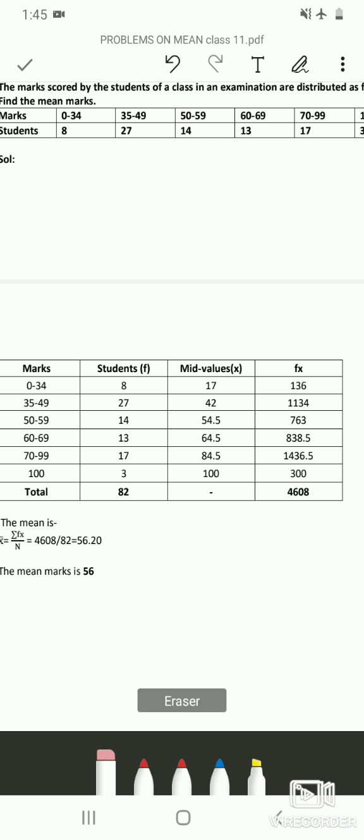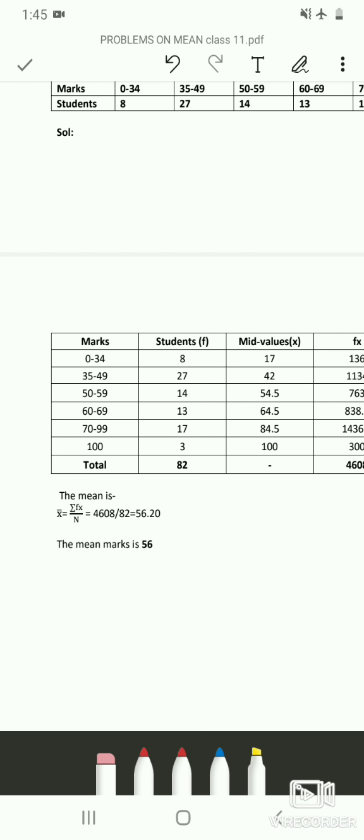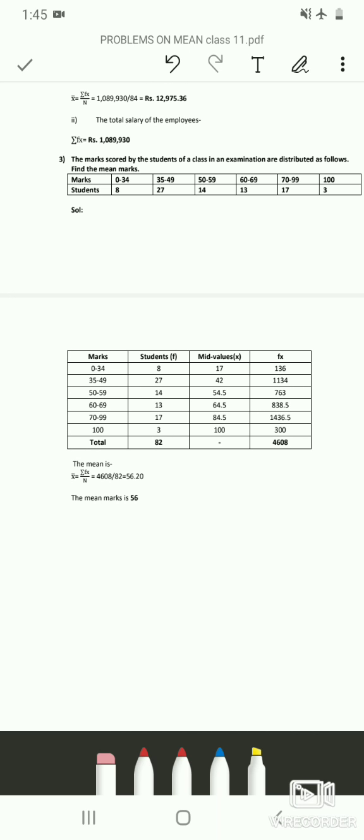So after adding you will get it as 4608, and then substitute these values in the formula. Therefore the arithmetic mean for continuous case is x bar is equal to summation fx upon n. Here n is 82 and summation f of x is 4608, and after simplifying you will get it as 56.20. Therefore, the mean marks of 82 students in an examination is 56 marks.